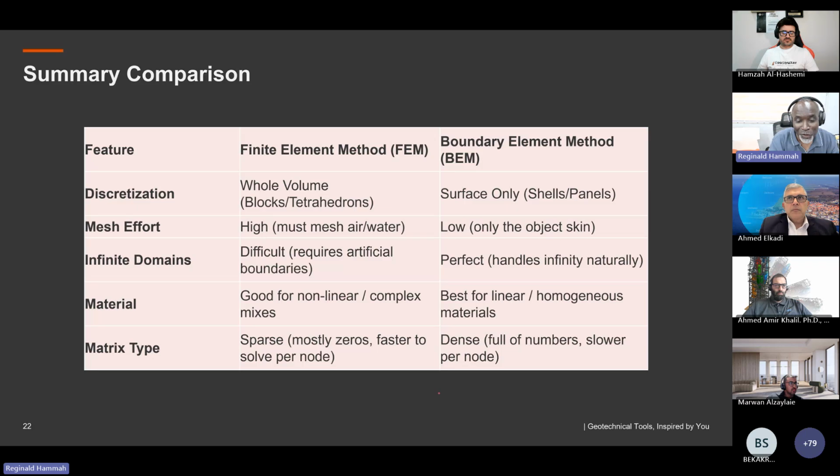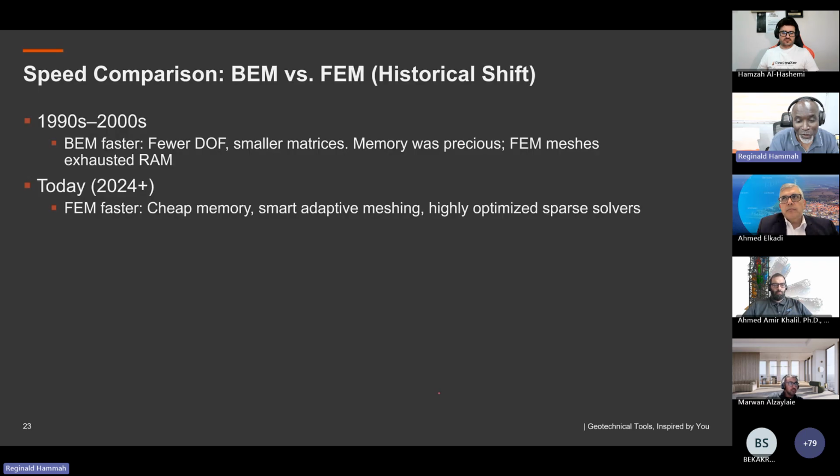I've spoken about all of these. It's just a summary table. We're almost at the end. In the 1990s and the 2000s, where memory was a big constraint, the boundary element was very attractive. Today, because large memory is quite cheap, and in the finite element technique there are all sorts of techniques to mesh your domain, even in terms of speed, the finite element has actually become faster. The boundary element was faster in those days particularly because of memory issues. Today, the finite element generally is faster because RAM is cheap.